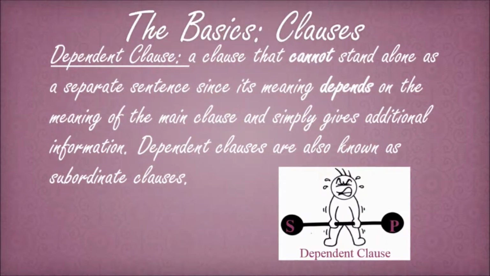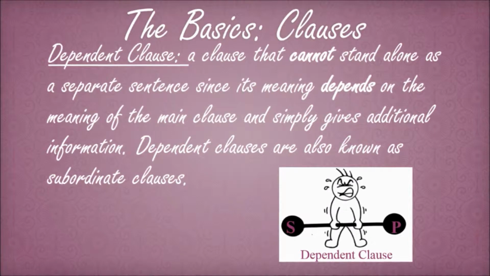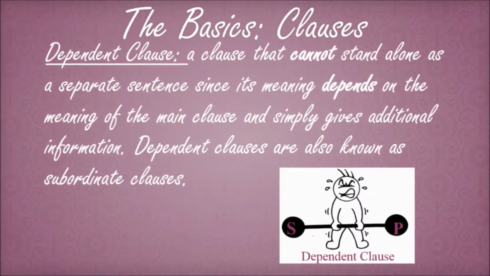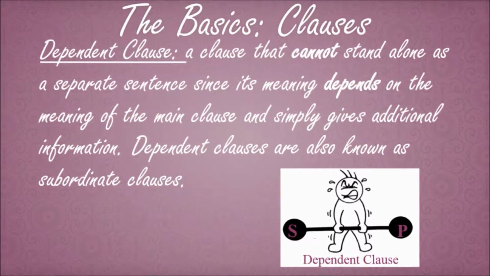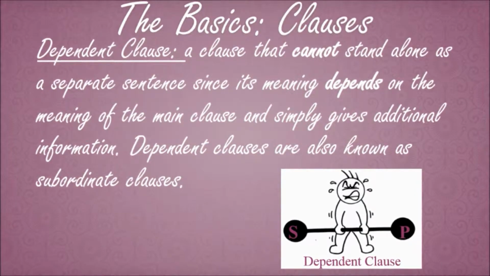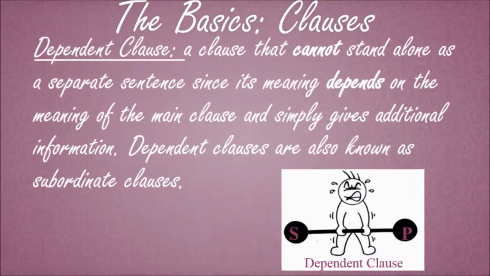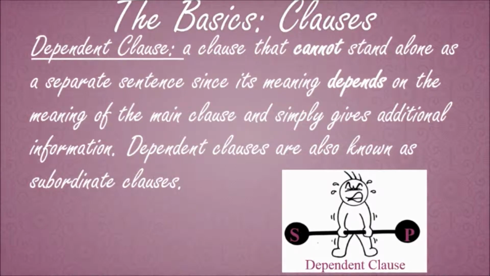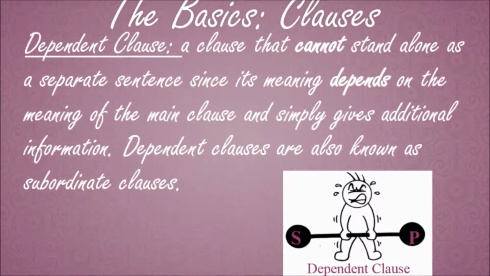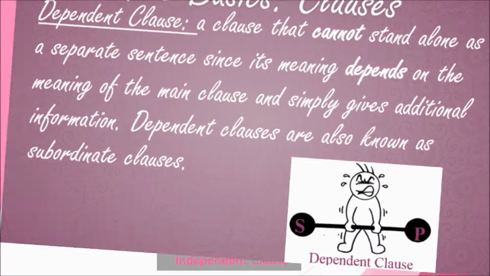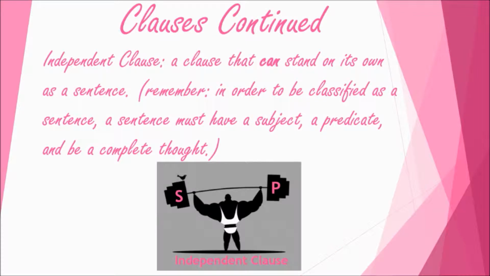The definition of a dependent clause is provided in the slide. Let's go ahead and take a look at the illustration below. If you notice, the weak man represents a dependent clause. He is unable to pick up the barbell because it contains a subject and a predicate. This is a good illustration to remember if you are struggling to figure out the difference between an independent and a dependent clause. The definition of an independent clause is provided in the slide.